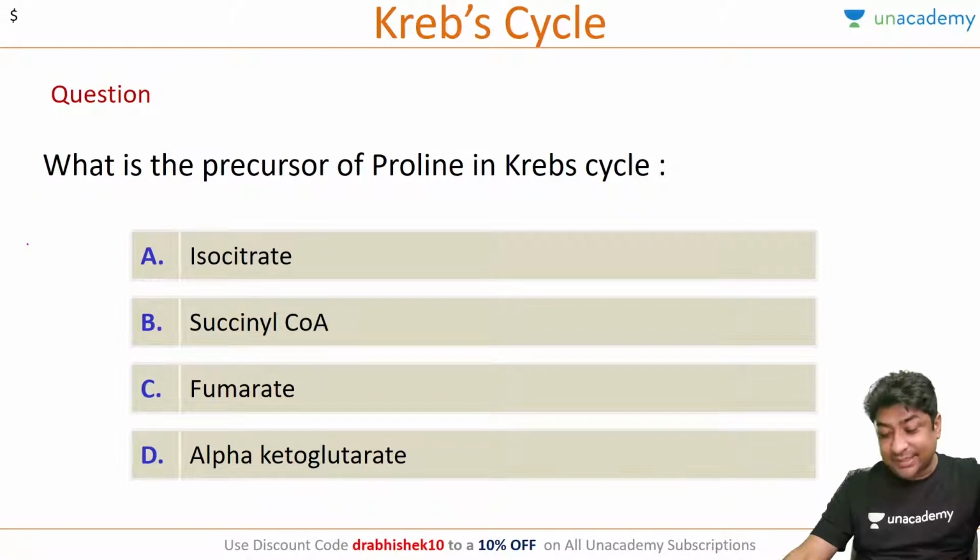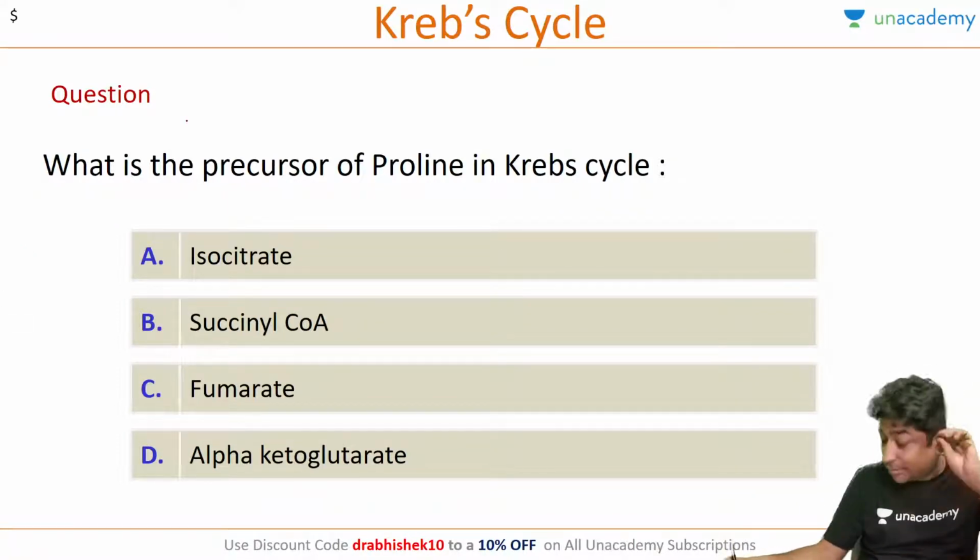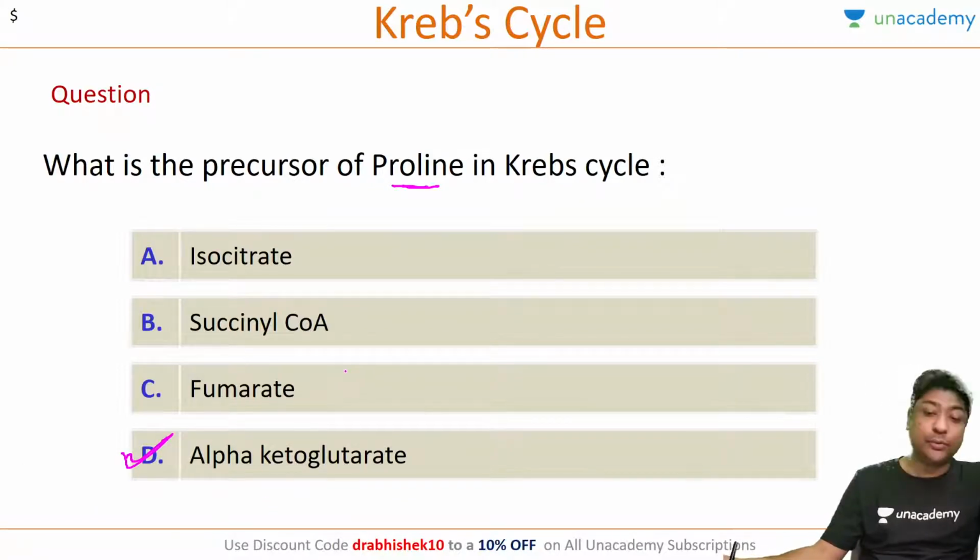SAF says D, Med School Mnemonic says D. So both of you are correct. Remember, this is again a very important set of questions: which amino acid enters at what level? So at the alpha ketoglutarate level, proline enters.